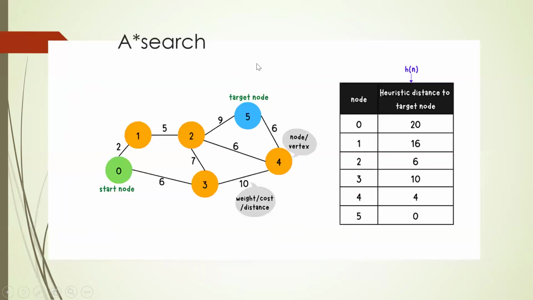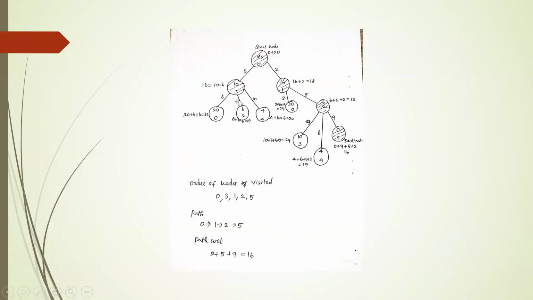What are the children for the start node? 0. For 0, the children are 1 and 3. We have to write 1 and 3. The corresponding heuristic values are 10 and 16. For the A star search algorithm, we write f of n equal to h of n plus g of n. So here, heuristic value is 10, path cost value is 6: 10 plus 6, 16. Here, heuristic value is 16 and path cost value is 2: 18. Comparing these two values, 16 is the minimum value.